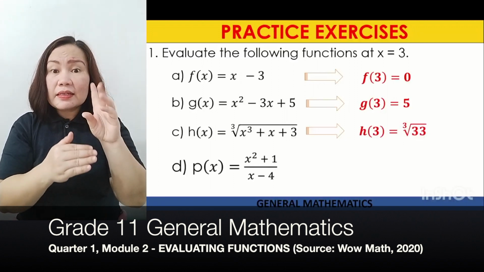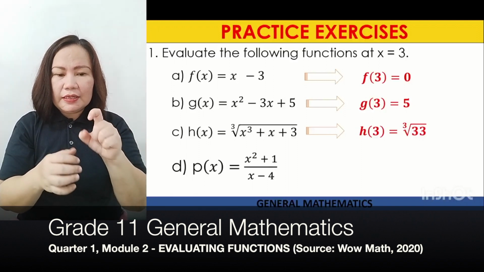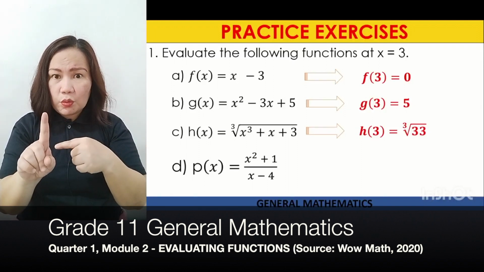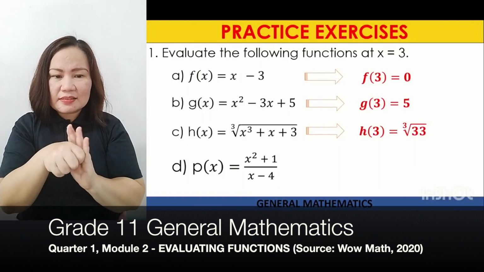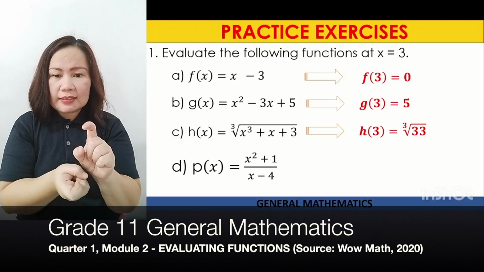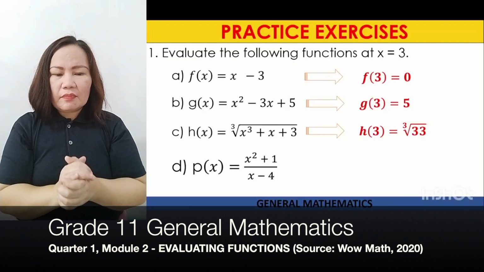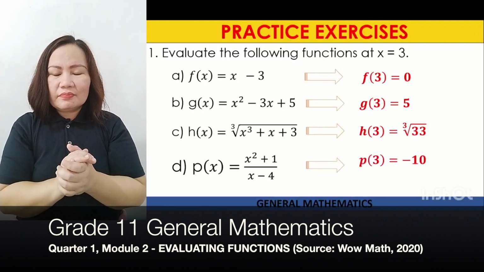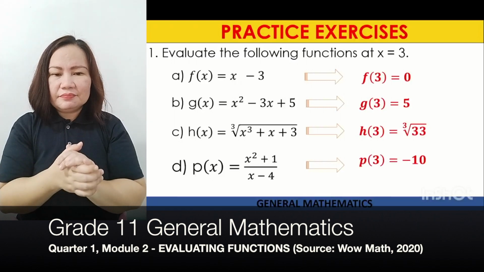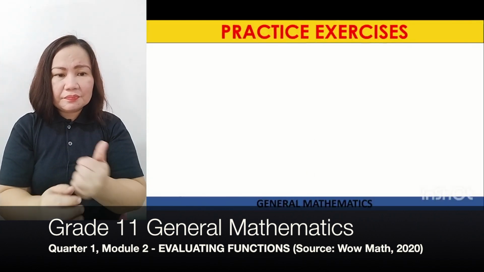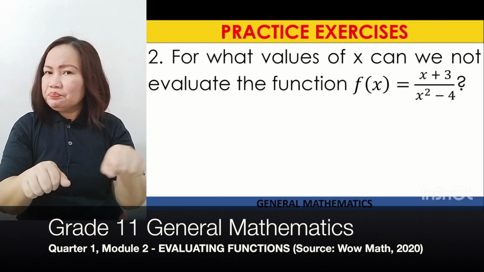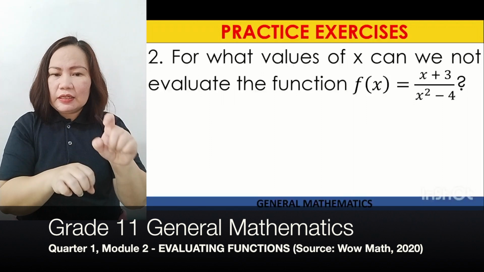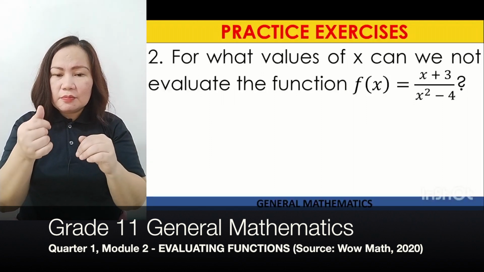More example, p of x is equal to x squared plus 1 over x minus 4. I'll give you 5 seconds for that. So the answer is negative 10. Correct. Okay, another. For what values of x can we not evaluate the function f of x is equal to x plus 3 all over x squared minus 4?